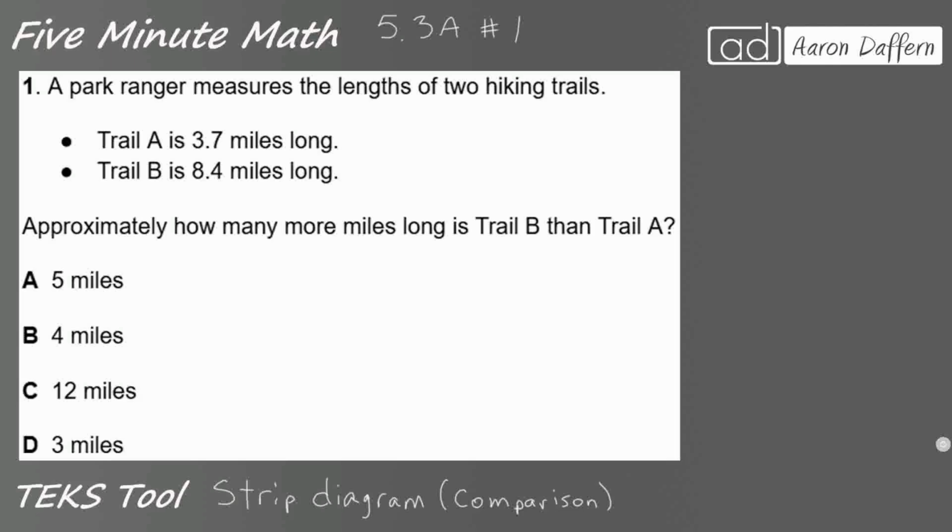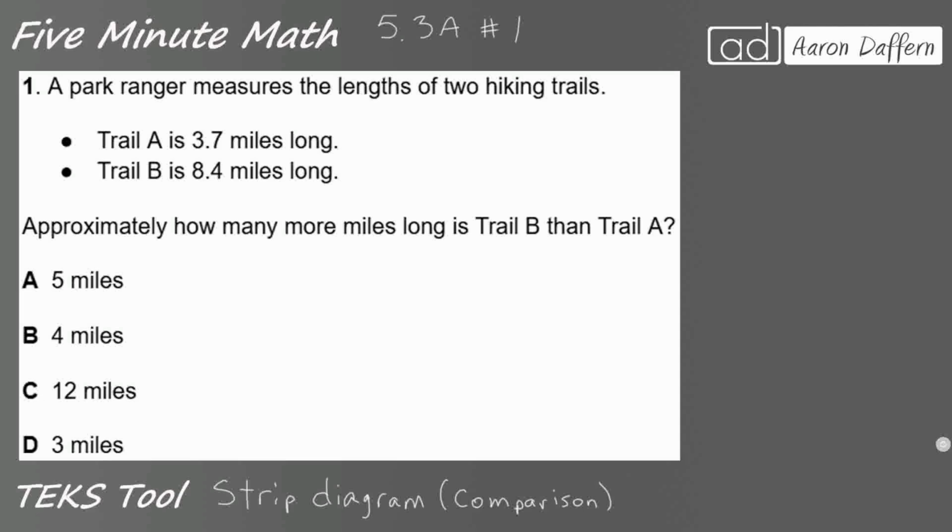Today we are looking at the TEKS tool strip diagram. We are working with comparison with a problem related to TEKS 5.3a, and we will solve it in 5 minutes or less. If you haven't done so already, please go ahead and take a moment to pause the video, work this problem out on your own, unpause it, and we will look at our answers together.